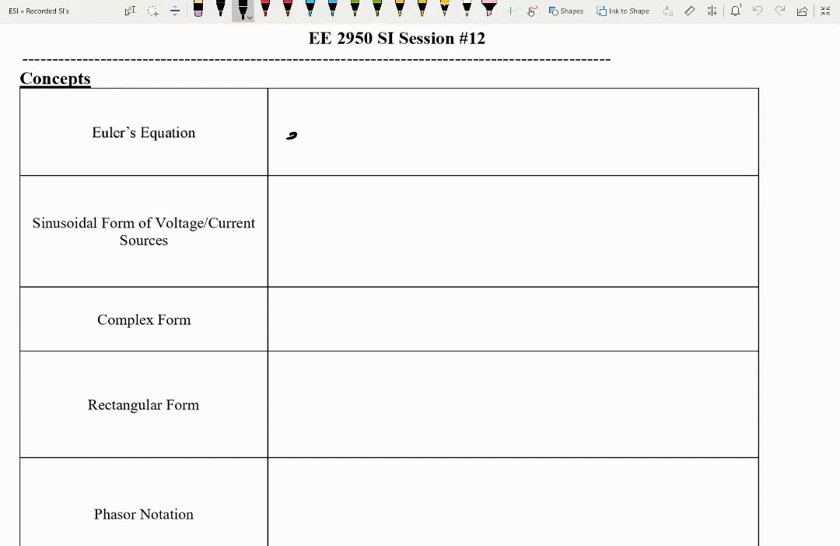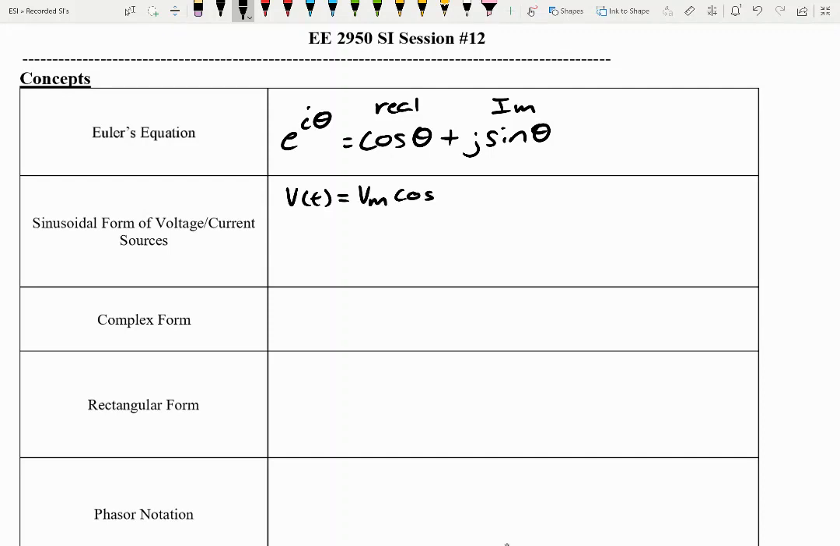Just a quick review from the last session. Euler's equation: e^(jθ) = cosine θ + j sine θ, where cosine is the real part and sine is the imaginary part. Sinusoidal voltage is Vm cosine(ωt + θ), and for currents, i(t) = Im cosine(ωt + φ).